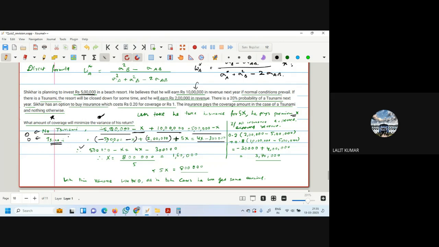So in both cases, if it is the same, then we equate and we get x equal to 1,60,000, which is the premium. Therefore the insurance amount should be 8 lakh. If he does this, then in both cases his return will be the same, which will be 3,40,000. So with this, we have made the variance 0. Is this okay? Is it clear?